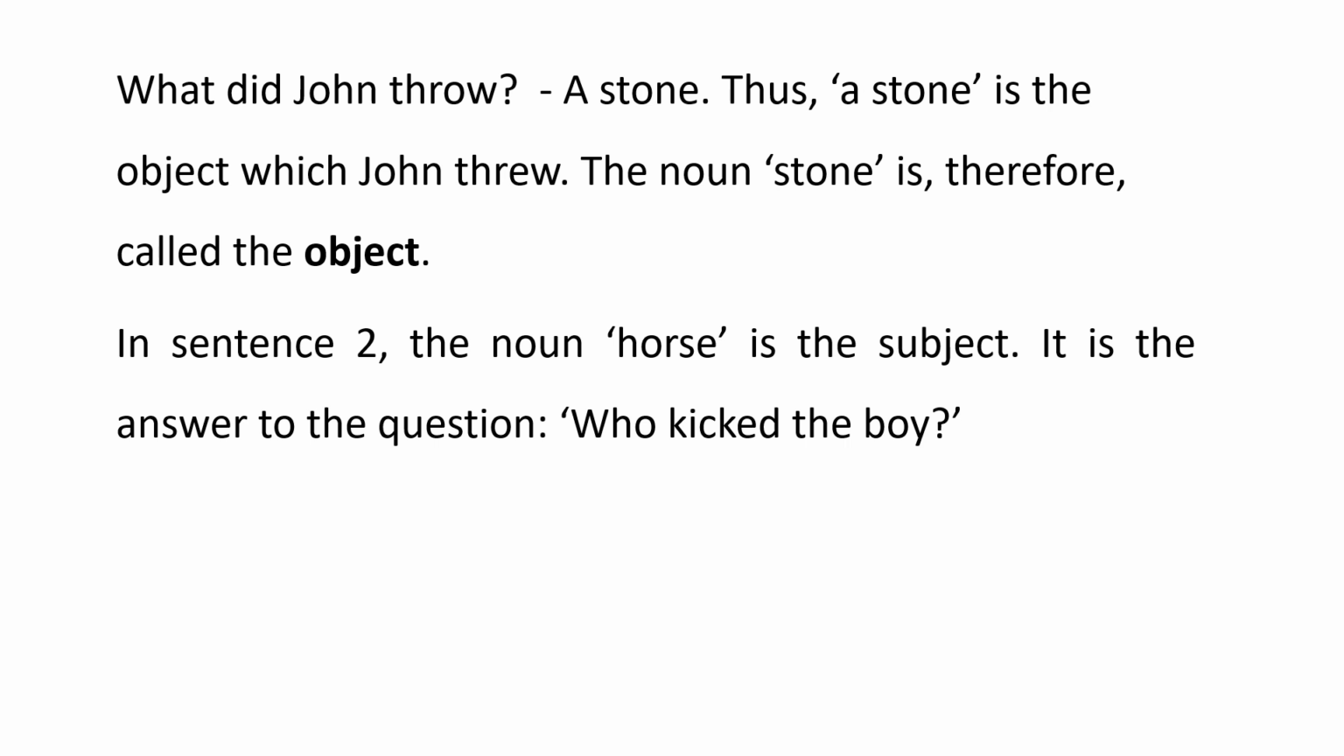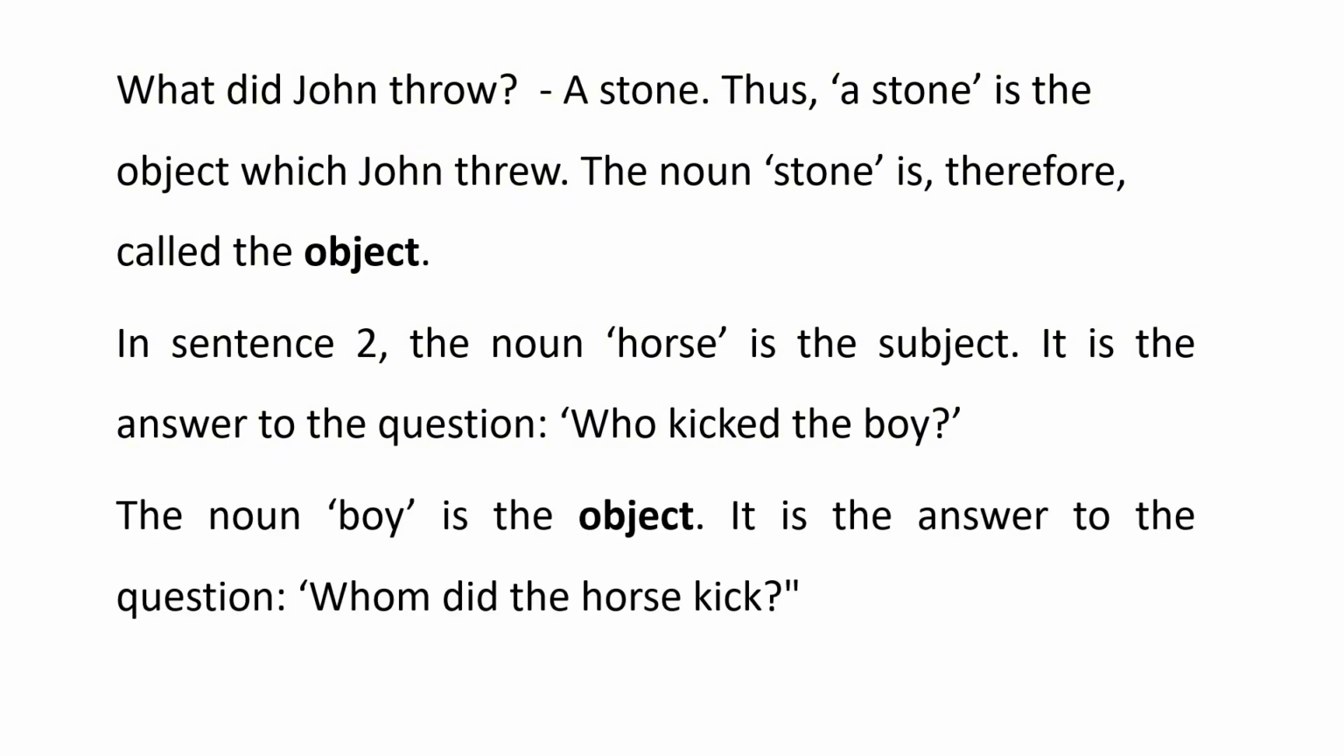In sentence 2, the noun horse is the subject. We are talking about the horse. It kicked the boy. So kicked the boy is the predicate. Who kicked the boy? The horse kicked the boy. The noun boy is the object. This is the answer to whom. Whom did the horse kick? So we say boy is the object. So the object is always the answer to whom.